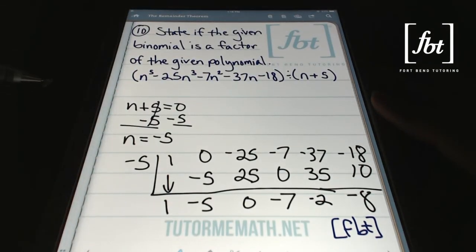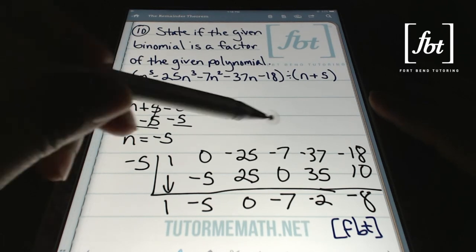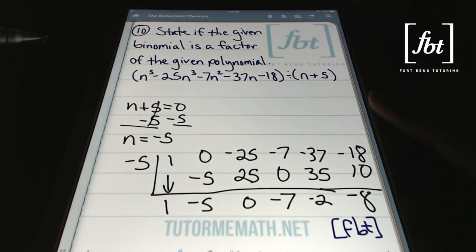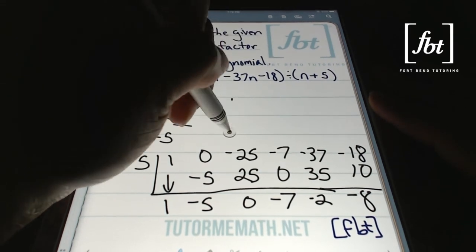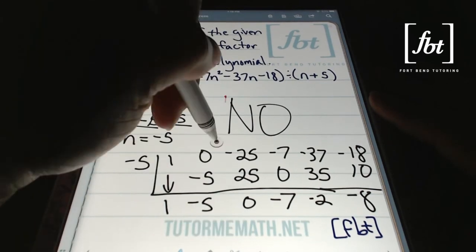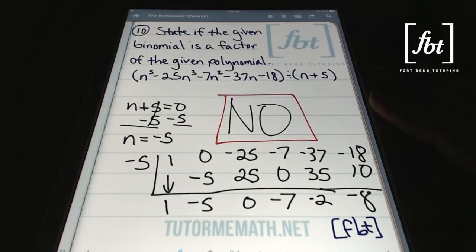All right, well, this result here is negative 8. So that means that this answer is no. We needed that last value, the remainder of the synthetic division, to equal 0 to verify that the binomial was actually a factor of the given polynomial. In this case, it is not. So this is no. This binomial is not a factor of our given polynomial.